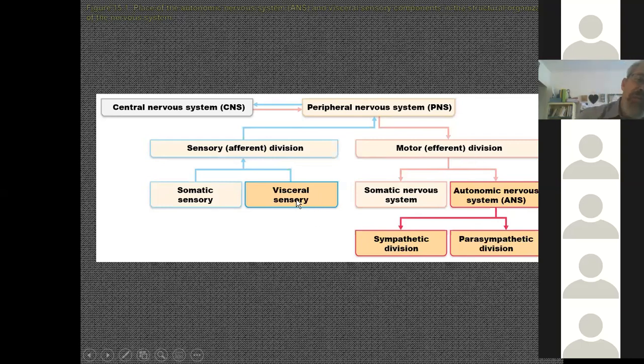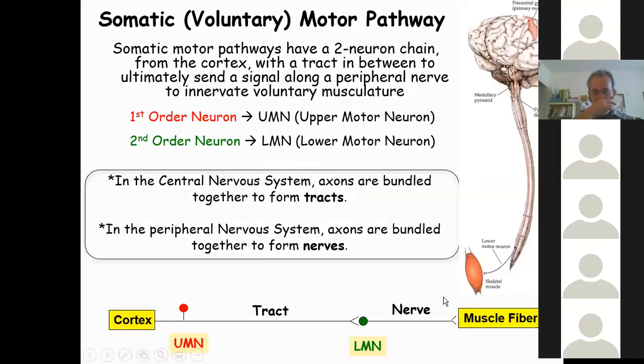Sometimes you'll hear the term visceral. Visceral corresponds to the autonomic, and somatic corresponds to the somatic, as you might expect. All right. So just to revisit a little bit, when we talk about the peripheral nervous system, I mentioned we have the somatic branch and the autonomic branch.